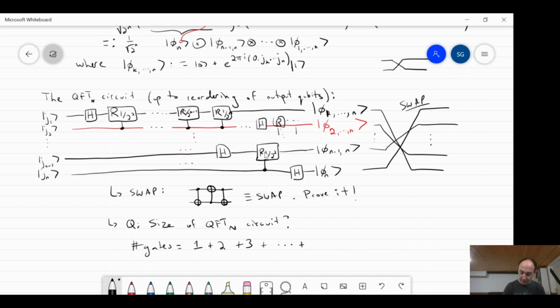Okay, good. Plus n. And so what is that? Well, that's just an arithmetic series. So I start with k equals 1 up to n of k. And what is this thing?